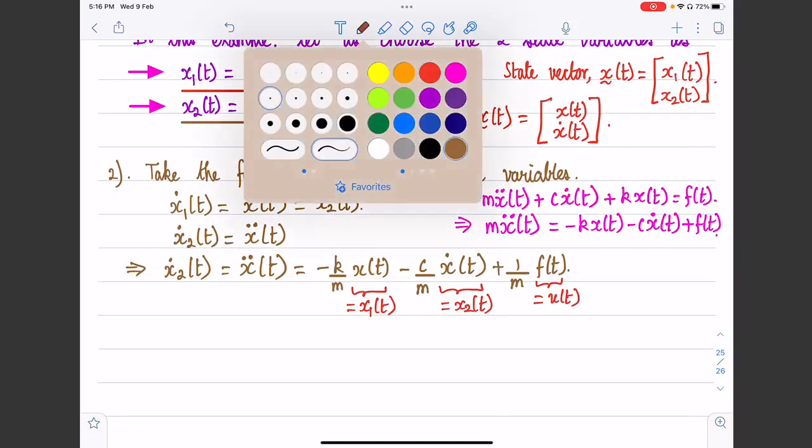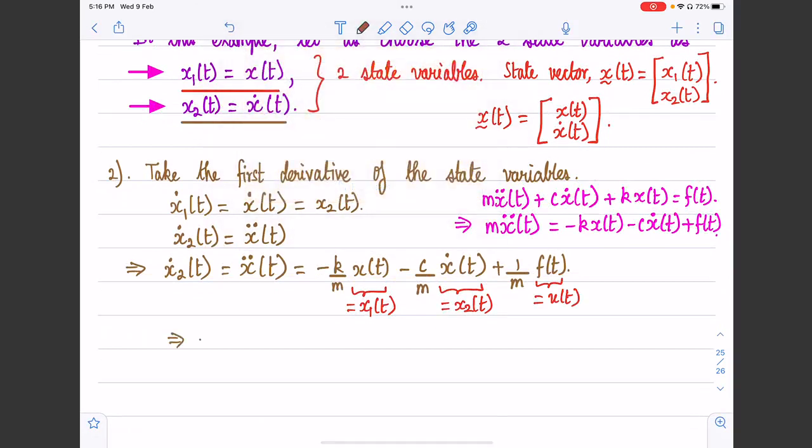So what happens is, x2 dot becomes equal to minus k by m x1 of t minus c by m x2 of t plus 1 by m f of t.